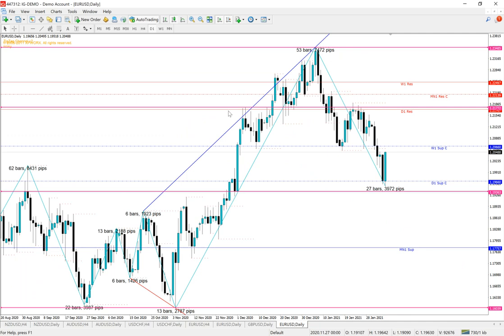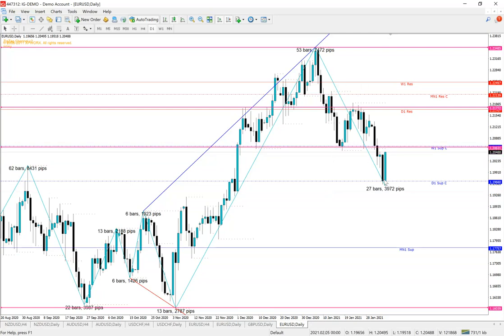So what does this mean? Okay, this break, like I said, could be a deeper correction. We came down to this day one support.